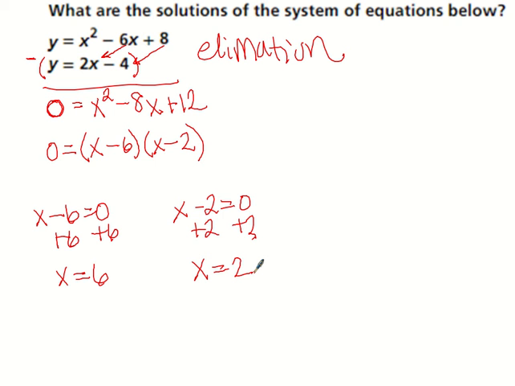So this would be two solutions. I know that they're going to cross where x is 6 and x is 2. I'm not sure where the y is. But I know it's two solutions, and their solutions are x equals 6 and x equals 2. Okay, so this is how we do elimination.